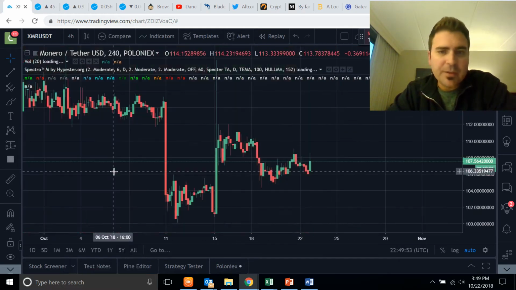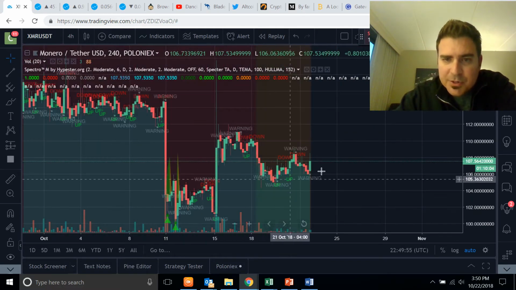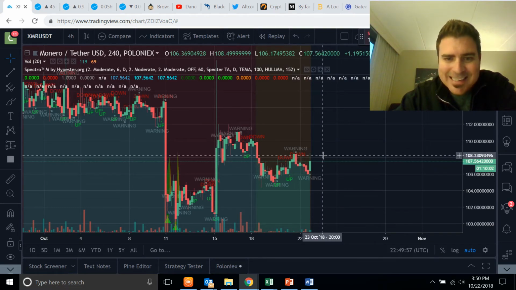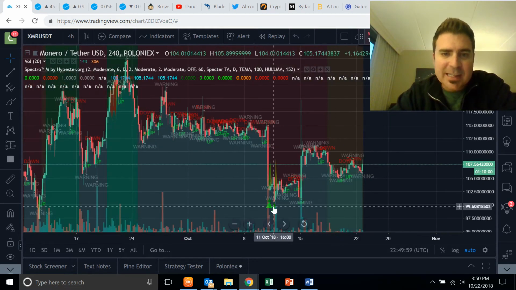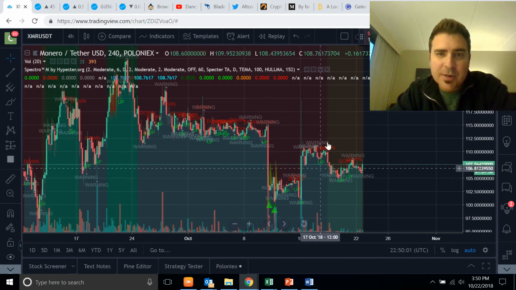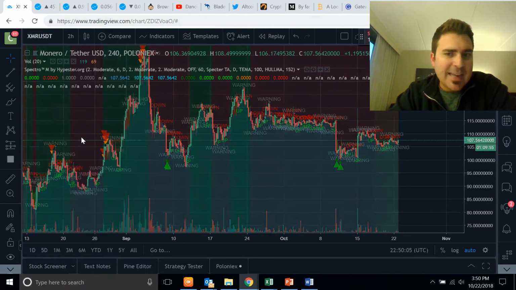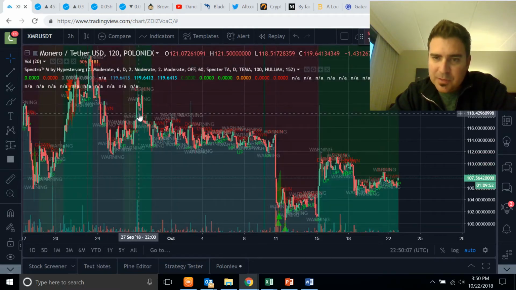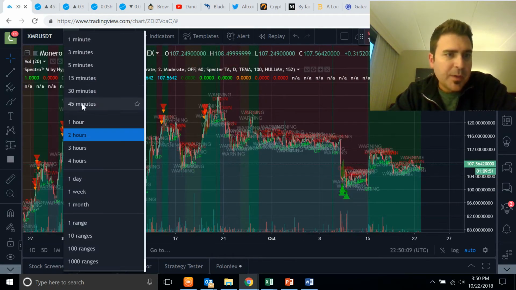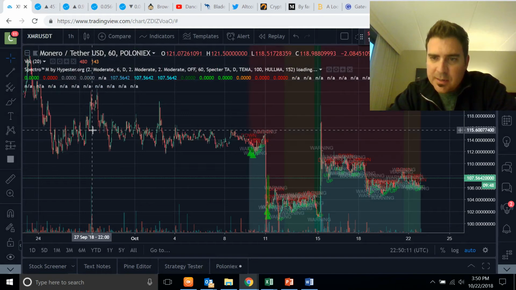Okay, let's drill down into the 4-hour chart right here on Spectro. You see that warning pop up. The price is starting to rise just slightly. Again, those green arrows here and a price bounce right when that happened. And if we keep drilling down into the 2-hour chart, let's look at what Monero is going to be doing here. Doesn't look like there's any really strong movement here.